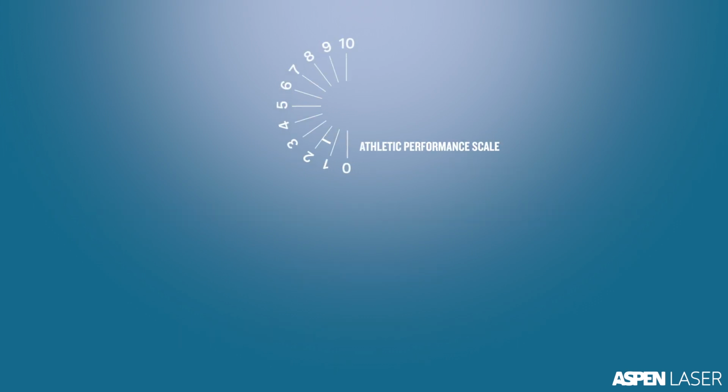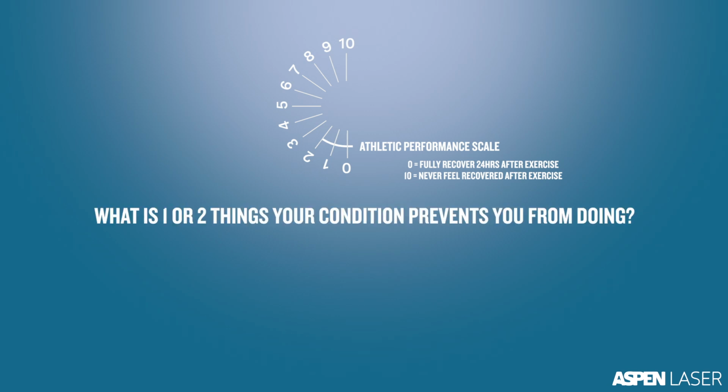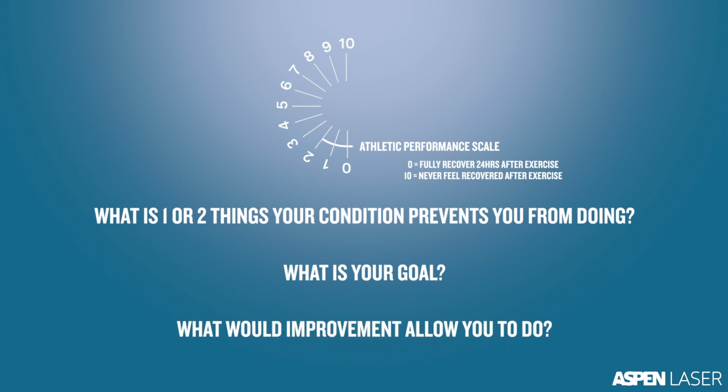On the athletic performance scale, 0 would represent they fully recover within 24 hours after exercise, and 10 would represent they never feel recovered after exercise. We would ask them what is one thing that condition keeps them from being able to do, and then what is their goal on the same 0 to 10 scale, and finally, what is one thing that an improvement in their recovery would now allow them to do.